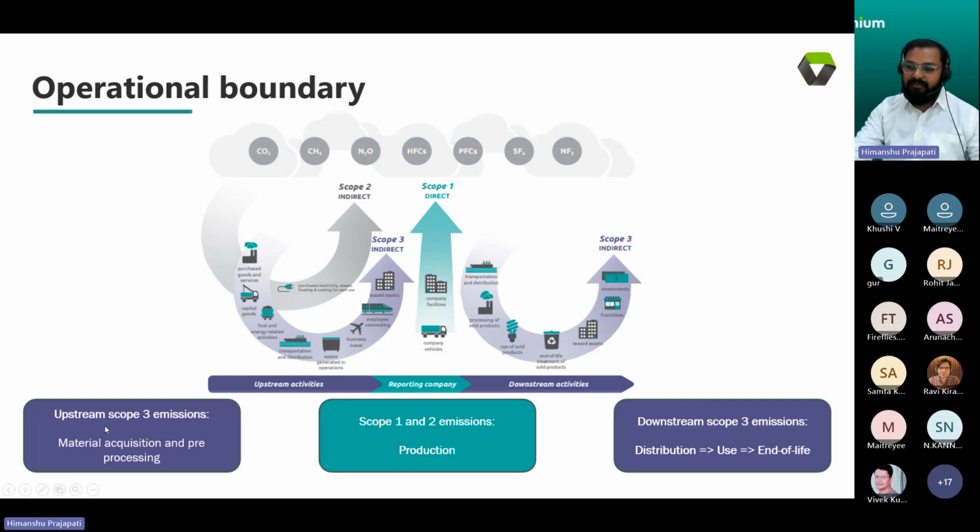So material acquisition and pre-processing is upstream. Production is part of the scope 1 and scope 2 emission of the company. Thereafter, downstream is distribution, the use of the product, as well as end of life treatment of the product. So this is a simple way of understanding the operational boundary in case of scope 1, scope 2, and scope 3, and in particular scope 3 emissions.